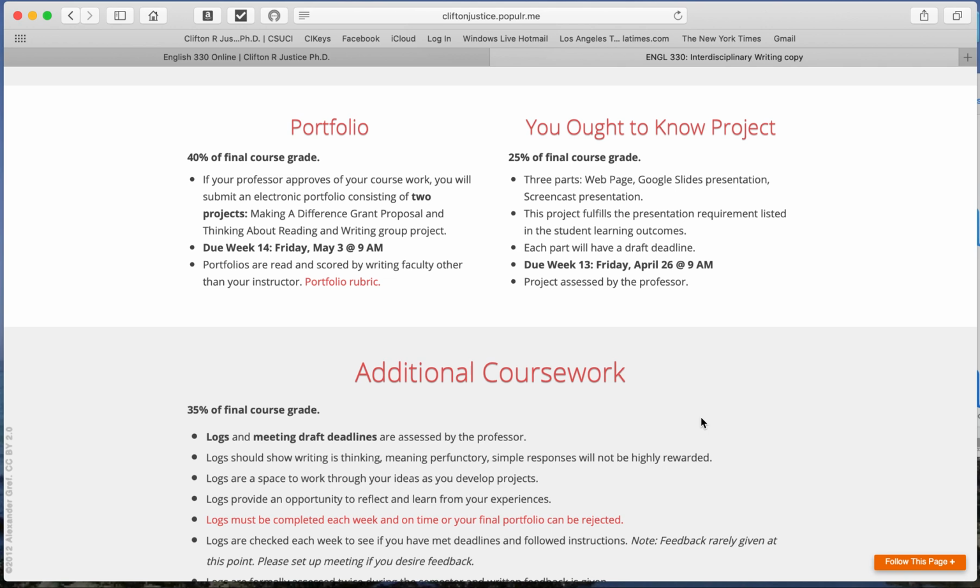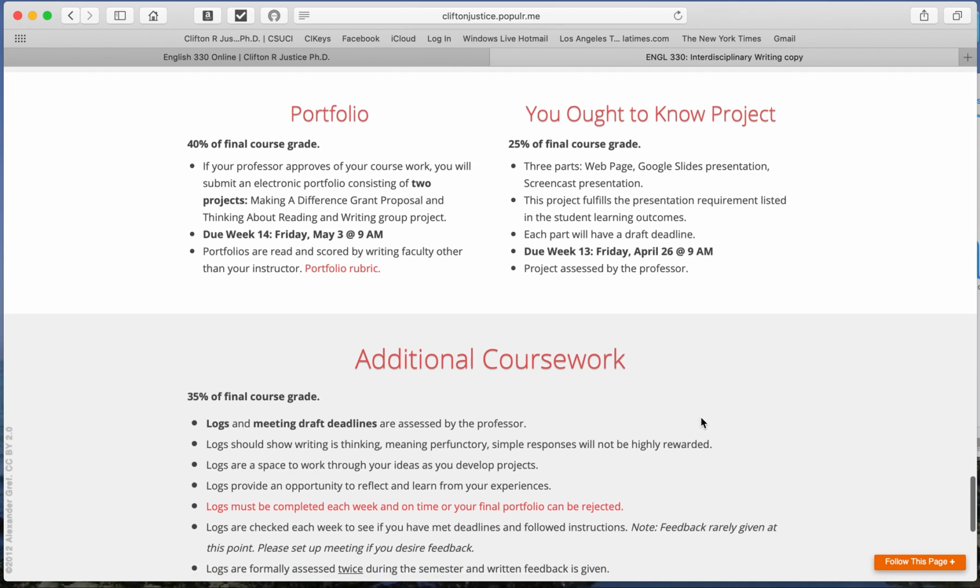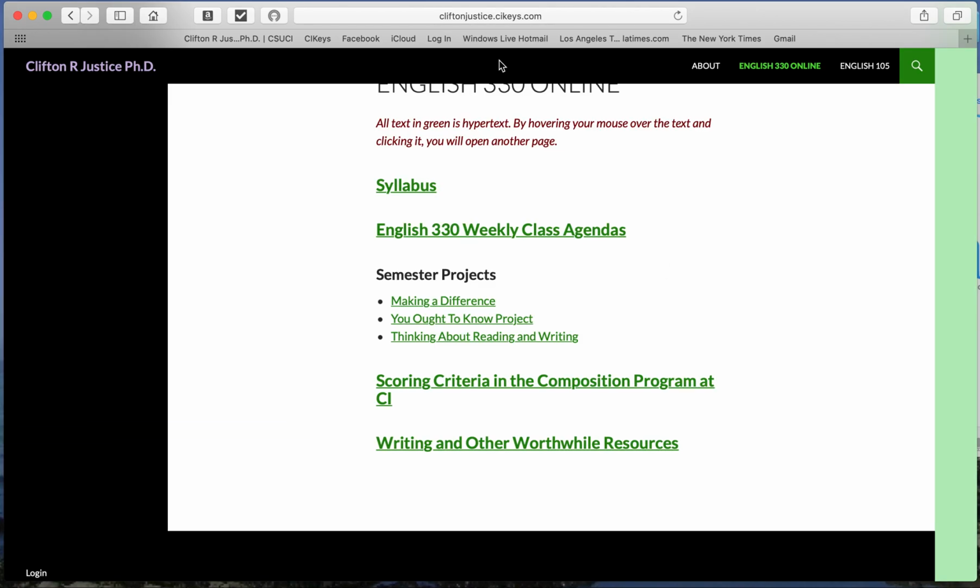There are 3 major areas that you're evaluated in. You have a portfolio at the end of the semester. You have a You Ought to Know project that you complete that's worth 25% of your grade. And you have additional coursework, which consists of weekly logs and meeting draft deadlines, and that's 35% of your course grade. The portfolio at 40% of your course grade is somewhat different in the sense that I don't read your portfolio or assess it. My colleagues in the writing faculty do that, and they'll give you a score. I'll show you the assessment guides for that in a little bit. The You Ought to Know project I do grade, and that's something that you do for me, as well as the additional coursework. So that's an overview of the syllabus and some of the important things about it.